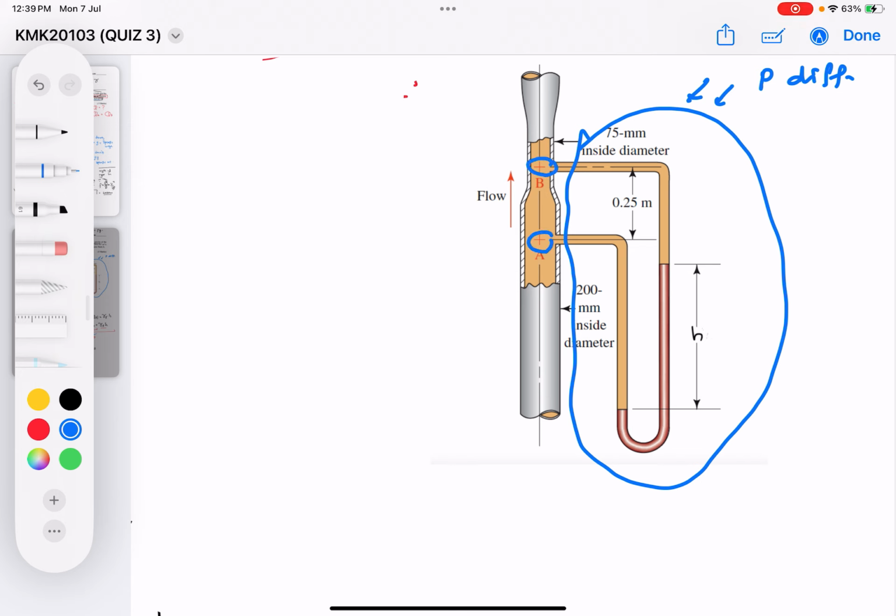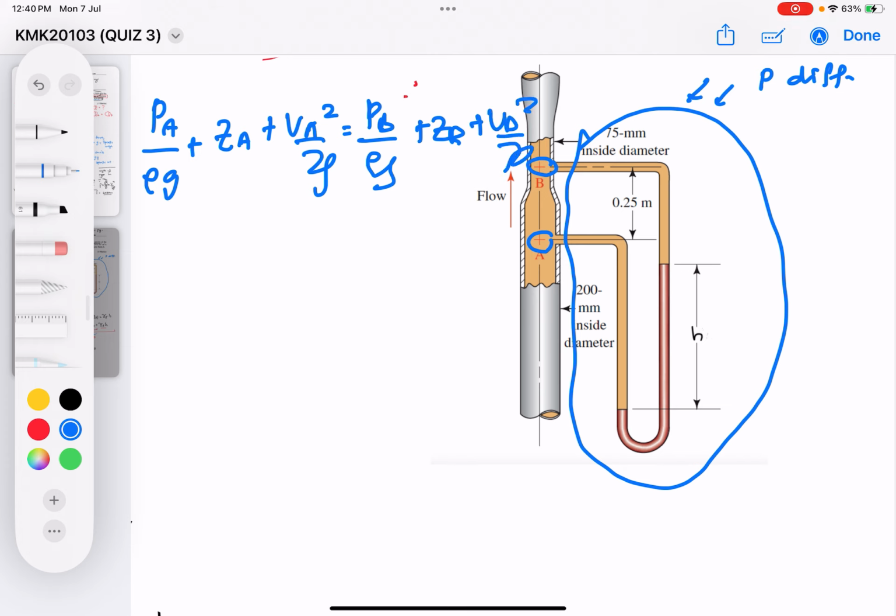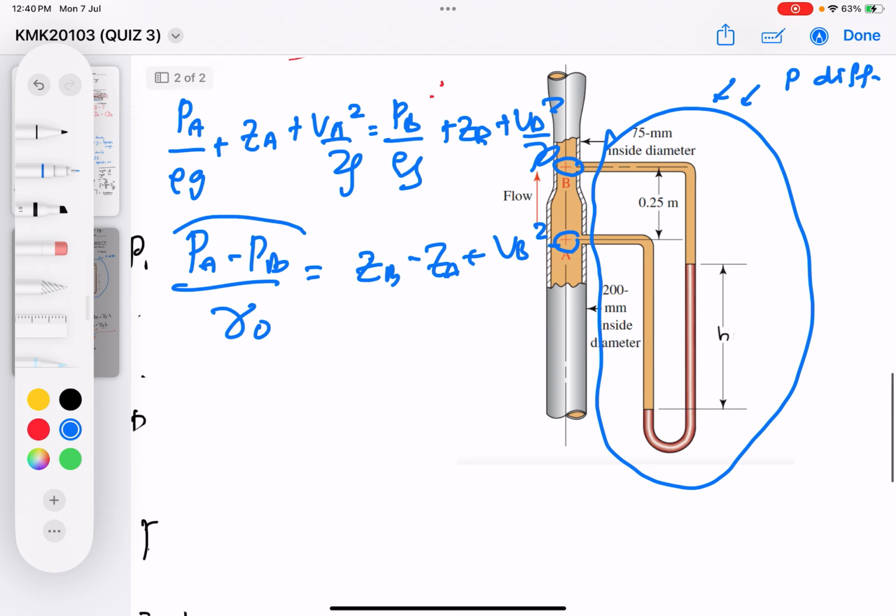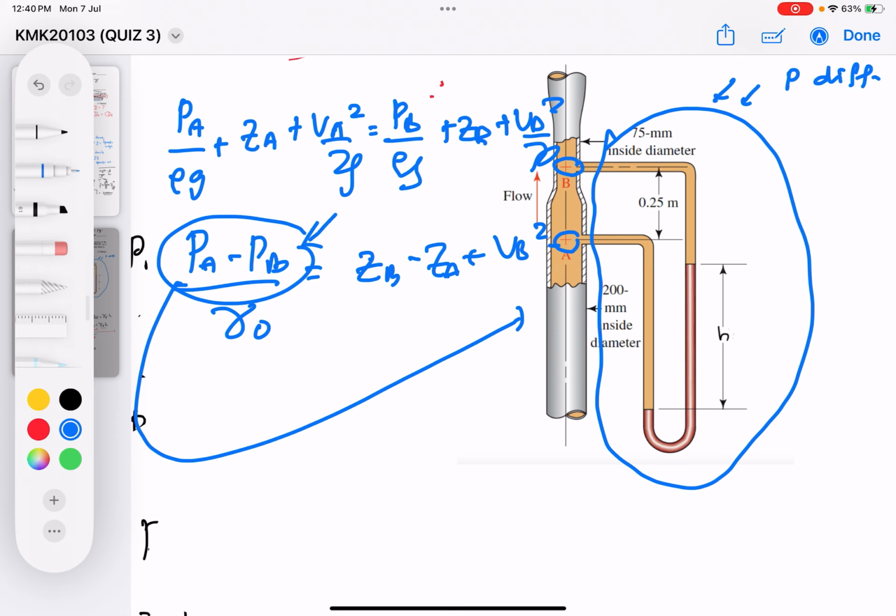Why is the pressure difference important? Because for the fluid to flow, pressure difference does influence the flow of the fluid. For example, in this case, I'm going to apply the Bernoulli's equation. If you remember this one, and then ZA, VB, rearrange it, I'm going to get PA minus PB over gamma of the oil equals ZB minus ZA plus VB squared minus VA squared. The pressure difference here is important because sometimes the question asks for pressure difference, and I can use the manometer to find it.